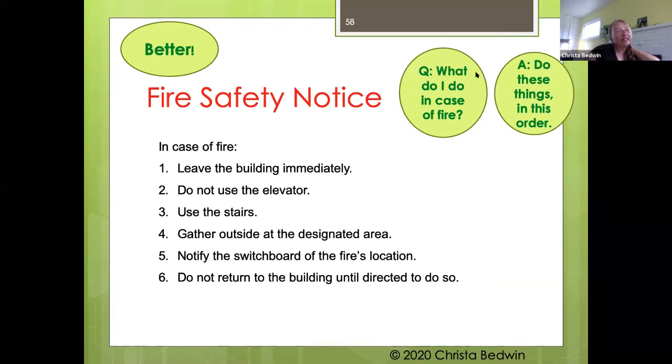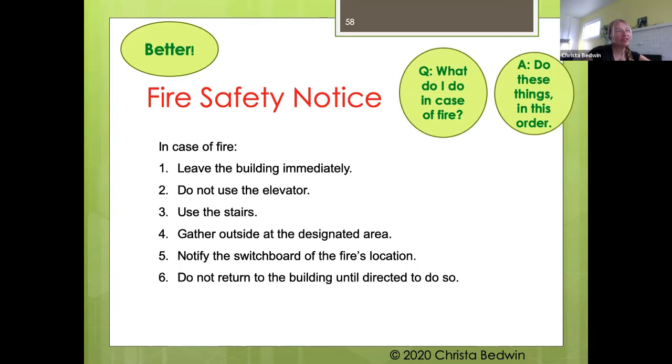So here, again, let's do the question and answer thing. It's not in the same format. It's in a bullet list, but the question is, what do I do? Answer: these things in this order. Leave the building. Now the one about the elevator is interesting because we have to say, do not use the elevator. But if you tell people what they do not do, you must also tell them what they should do. Again, this is a really bad thing for parenting, right?